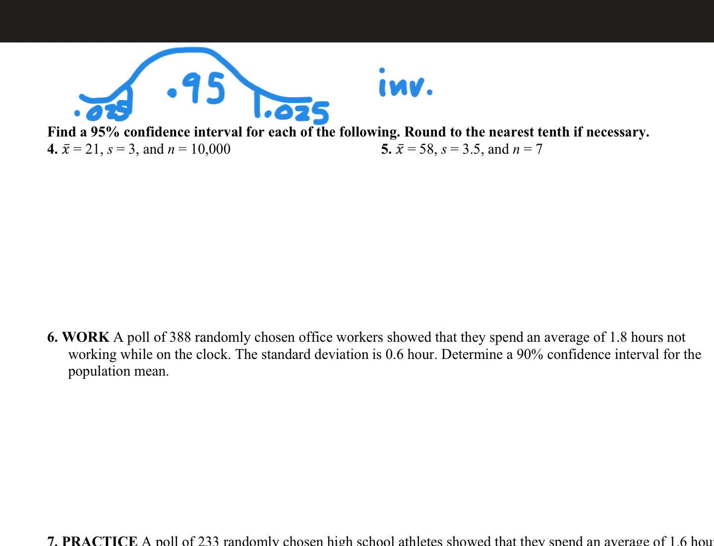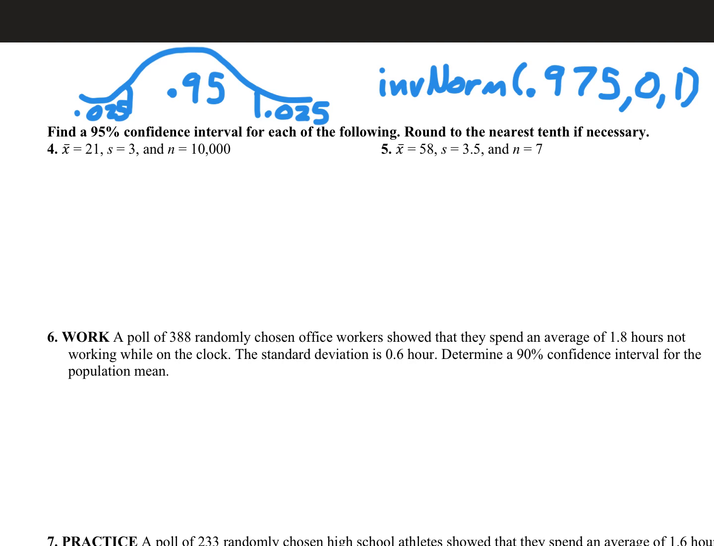So I have two options. I can go to inverse norm. Inverse norm is under second vars, and I could either tell it, find me the z that has 0.025 to the left of it. All right, I'm going to try the other side this time. Or I could tell the calculator to find me the z that has 0.975 of the data to the left of it. And then the mean is 0 because we want a z value, and z values have a standard deviation of 1. All right, so if you do this, you get 1.96.